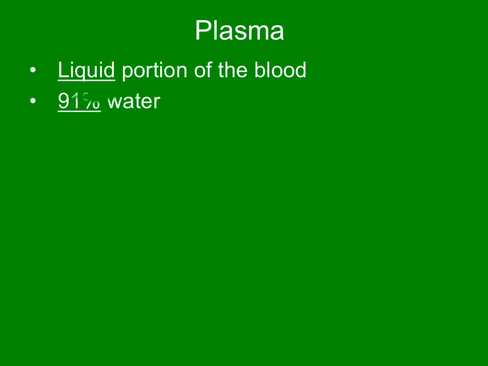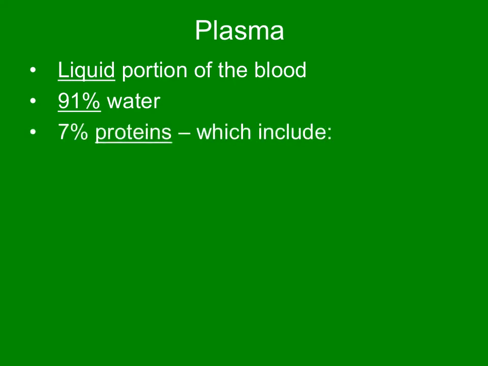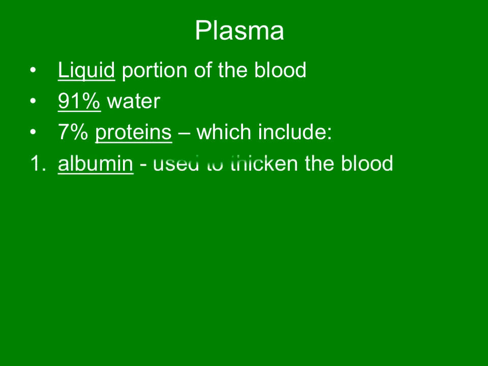All right, so let's take a look at these different portions a little bit more closely. The first one is the plasma. This is the liquid portion that is right around 91% water. You may find some different areas that have different percentages, but that's essentially where it is, somewhere in that 90s or low 90s range. 7% of the plasma is made up of proteins, which includes proteins like albumin that is used to thicken the blood.